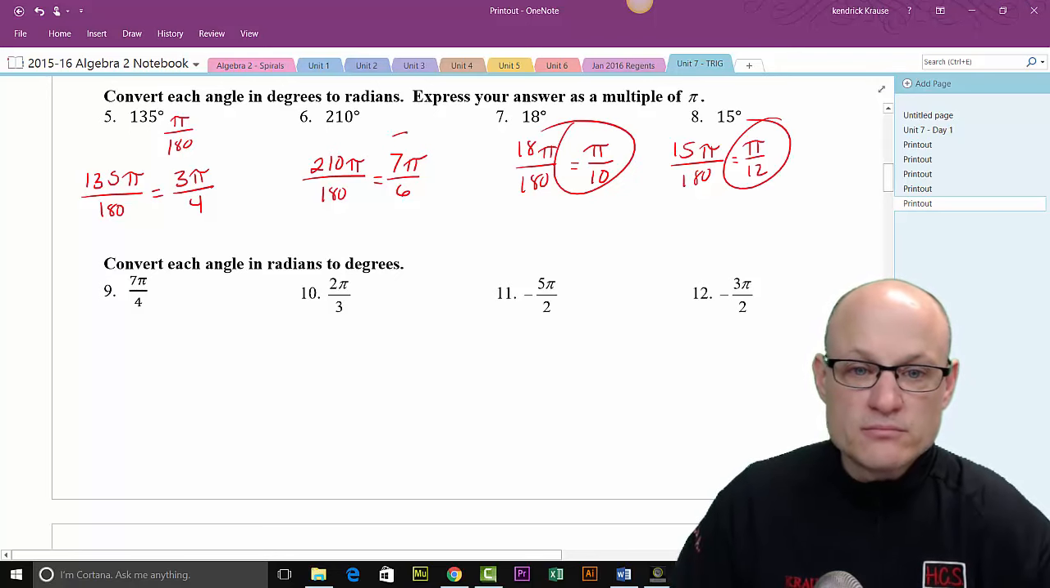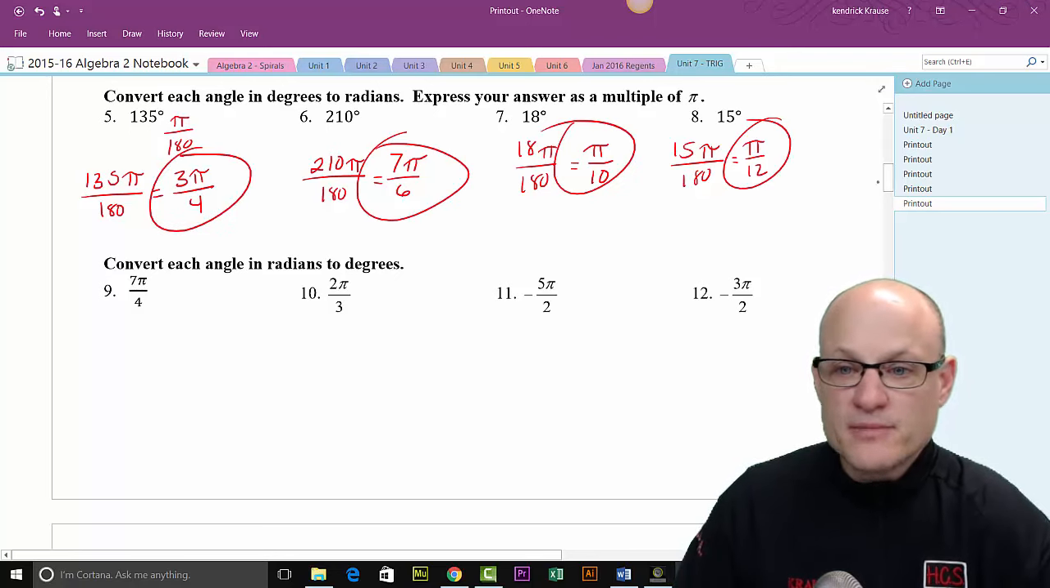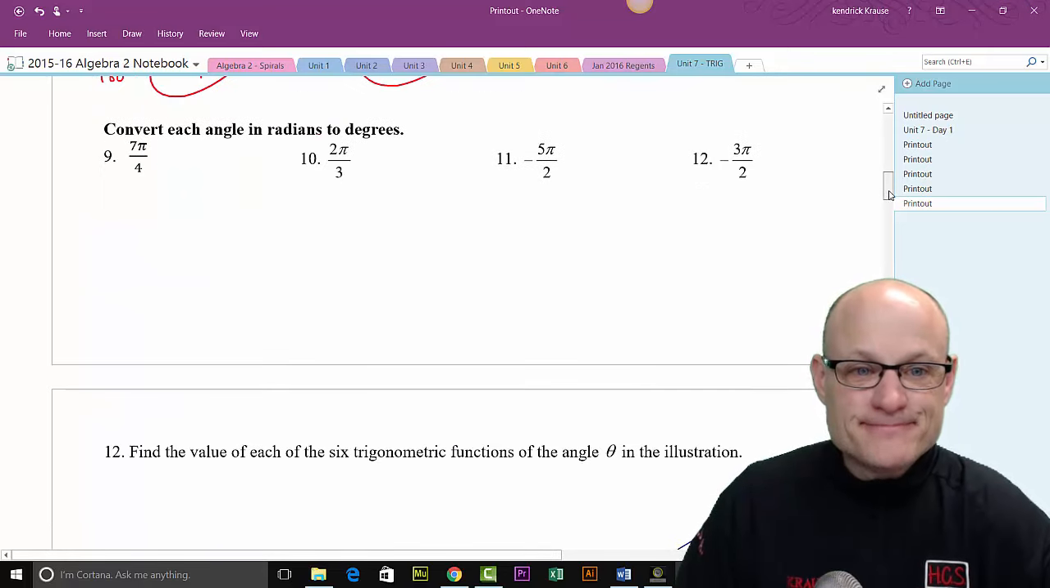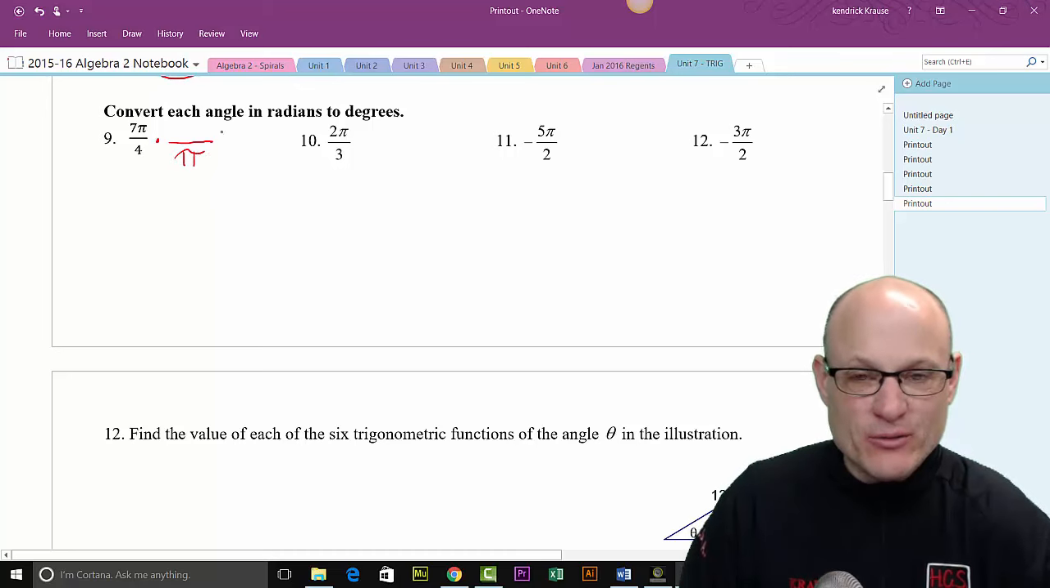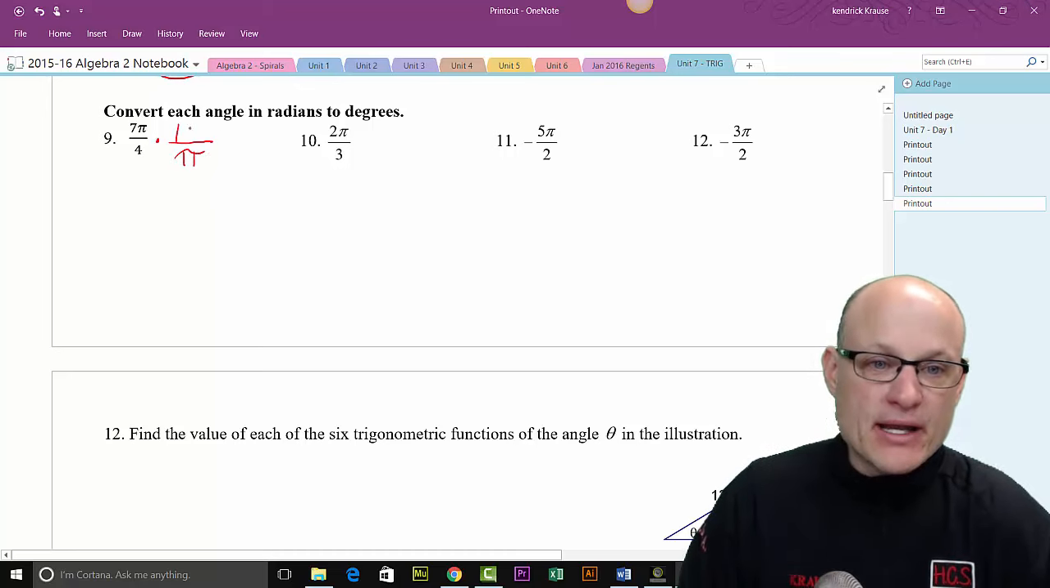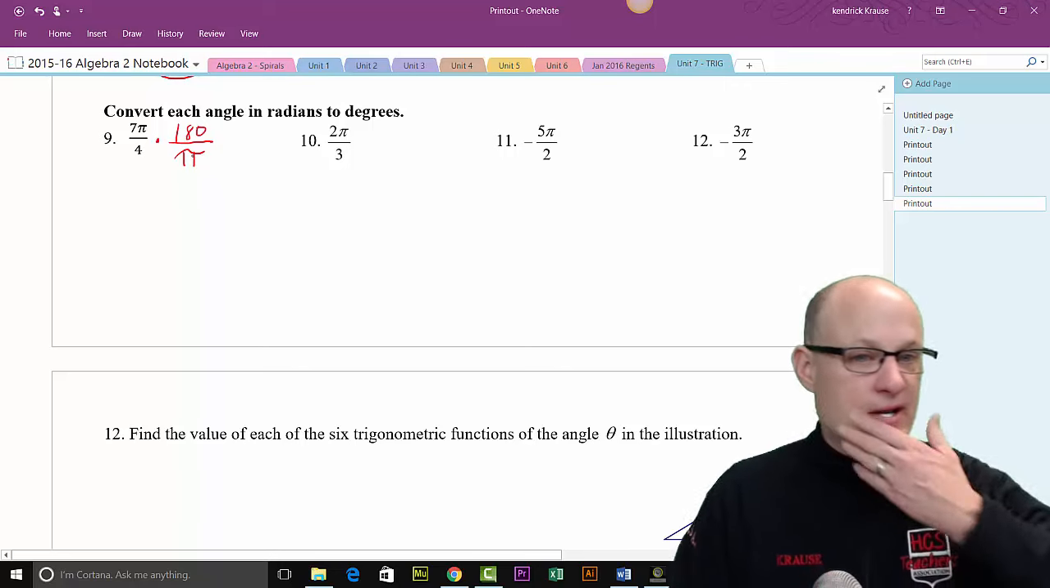All right, to convert from radians back to degrees, we're going to multiply by the reciprocal of that. What we want to do is get rid of the pi. In order to get rid of the pi, I'm going to put the pi down here, because that's how you get rid of it. We're going to divide it out. But I've got to multiply by the conversion, which is 180 over pi.